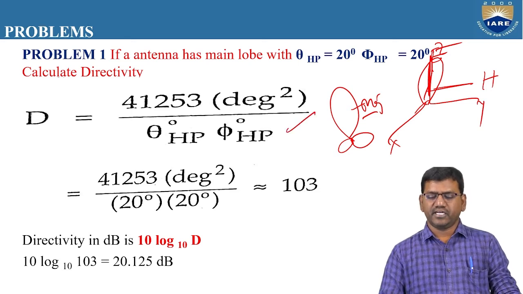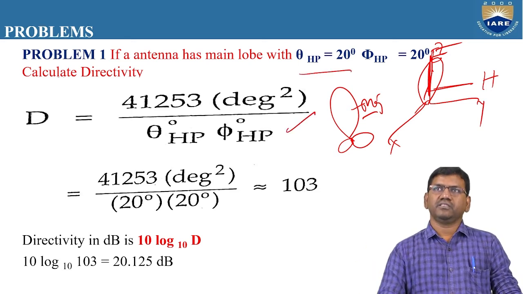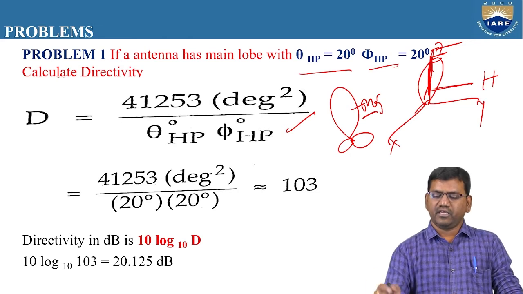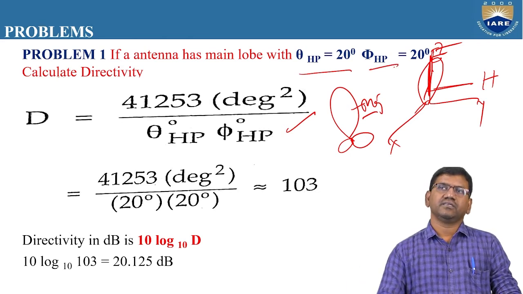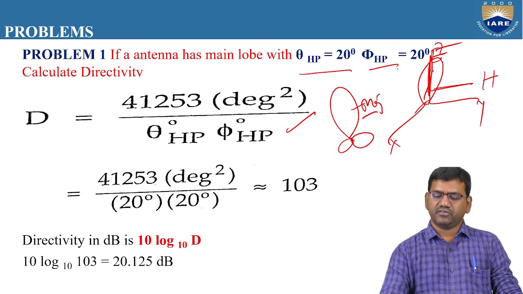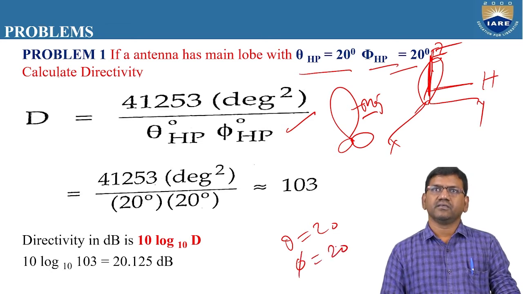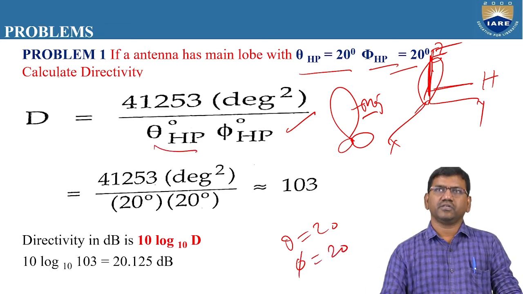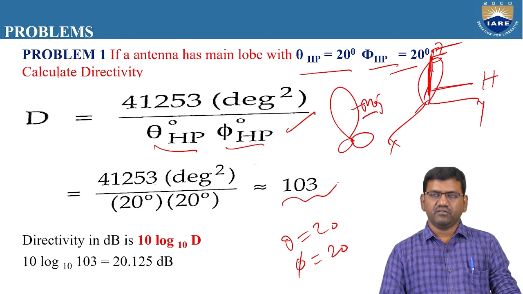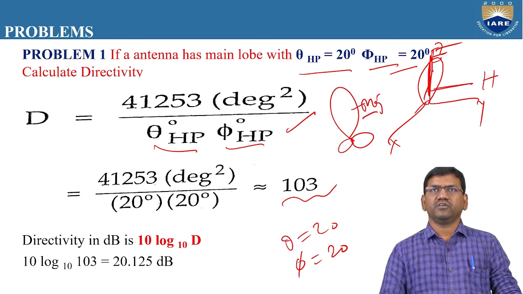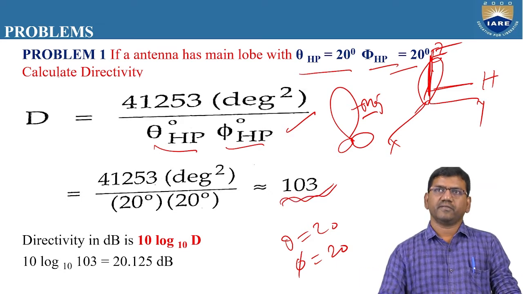If we substitute, the given data is the theta value in the horizontal direction and the phi value, given as 20 degrees and 20 degrees. Both are the same. Substituting theta HP equal to 20 degrees and phi HP equal to 20 degrees, you will get the directivity equal to 103. We know that the directivity is a dimensionless quantity, represented simply as 103.